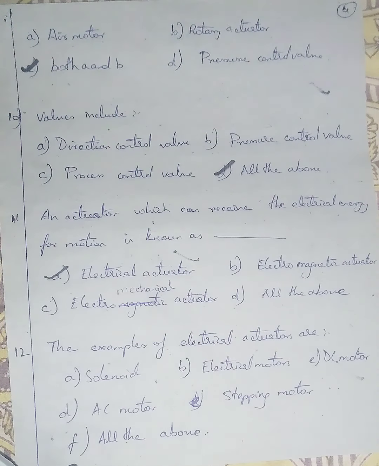Question number 12. The examples of an electrical actuator are: option A, solenoid; option B, electrical motors; option C, DC motor; option D, AC motor; option E, stepping motor or stepper motor; option F, all the above. The given solenoid, electrical motors, DC motors, AC motors, and stepping motor are all examples of electrical actuators. So I'm going with option F, all the above.